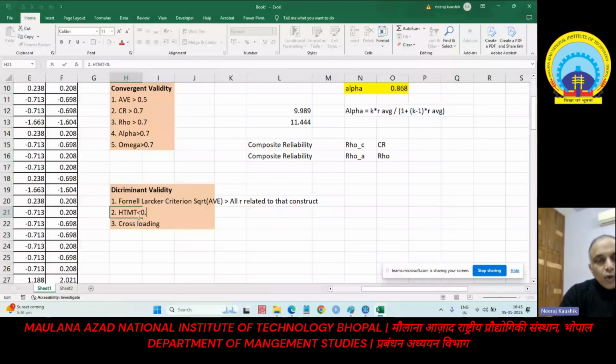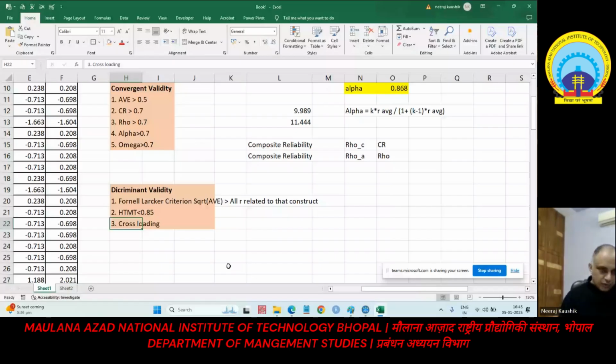And always remember, a lower value of HTMT is better. So less than 0.85 is good. In Fornell-Larcker, there was no such cutoff. It was simply said that the square root of AVE should be greater, and HTMT should be less than 0.85.